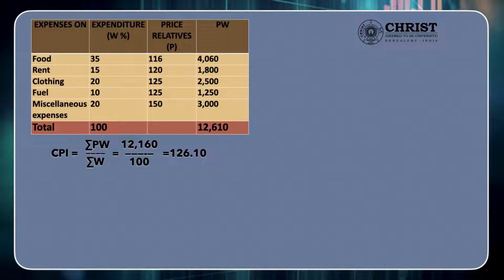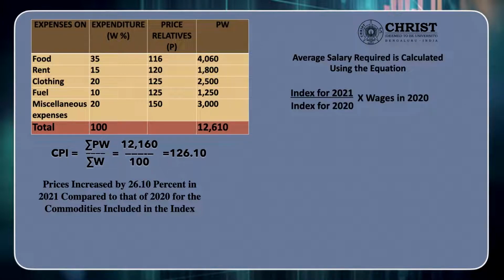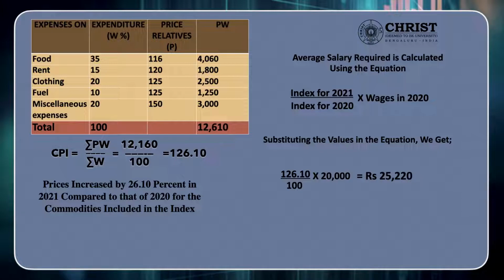Now the interpretation: prices increased by 26.10% in 2021 compared to 2020 for the commodities included in the index. Now the second part of the solution: the average salary required is calculated using the equation index for 2021 divided by index for 2020 into wages in 2020. Substituting the values, we get 126.10 divided by 100 into 20,000. So you get rupees 25,220. Here the question is how much should be the dearness allowance.